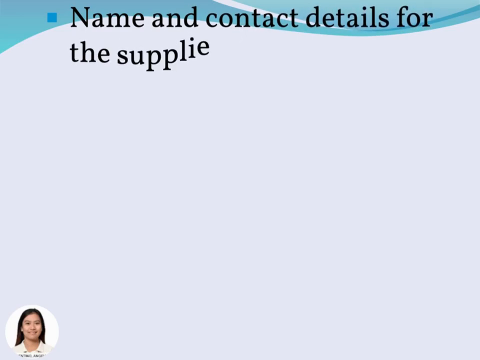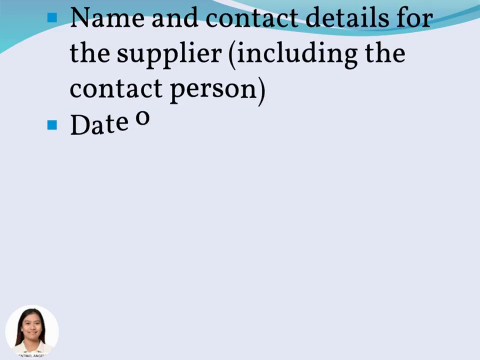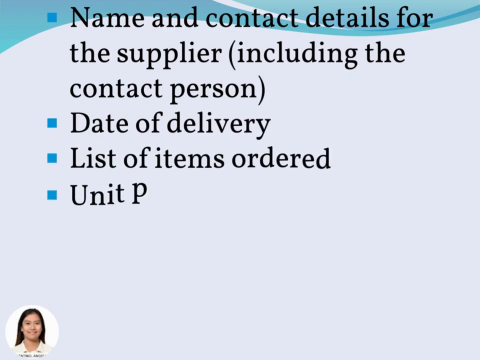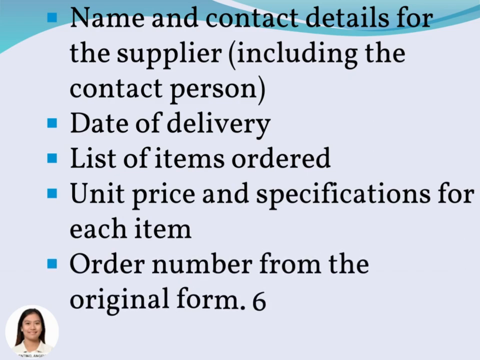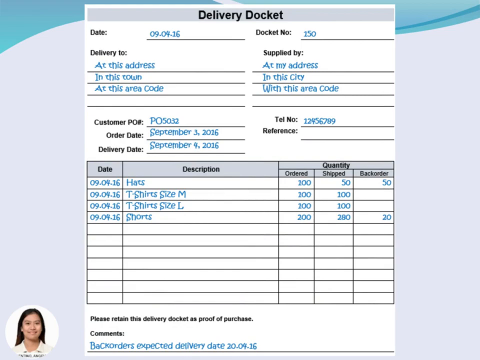Name and contact details for the supplier, including the contact person. Date of delivery, list of items ordered, unit price and specifications for each item. Order number from the original form. It is the example of a delivery docket. The delivery docket should also include a serial number provided by the supplier for later reference and easy identification.